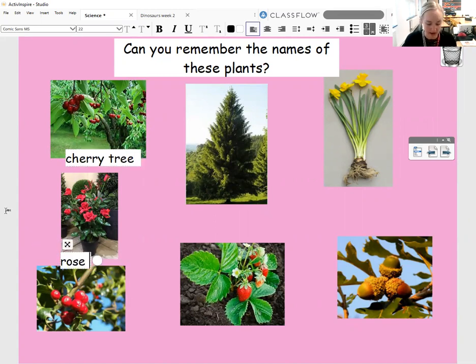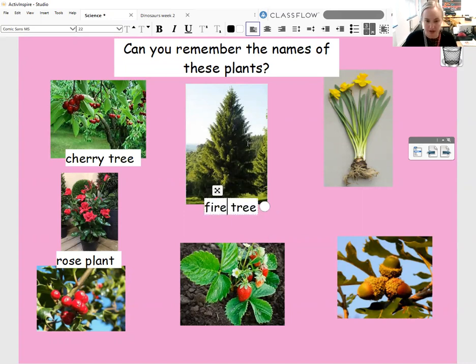Underneath, we've got a rose plant. And I know it's a rose plant because it has those lovely big flowers on it, the lovely roses. And also on the stems, can you remember we said that they have thorns on, okay, to stop people picking them off. Here I've got a fir tree.